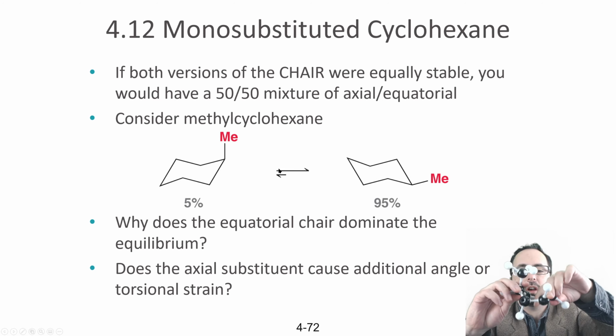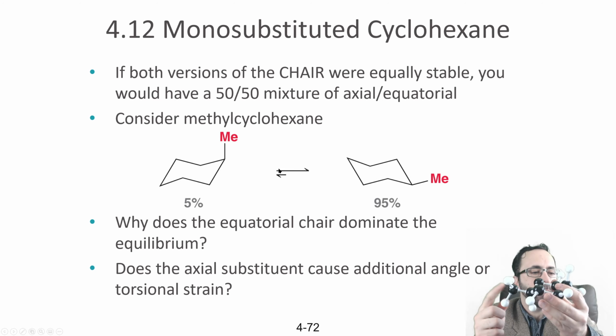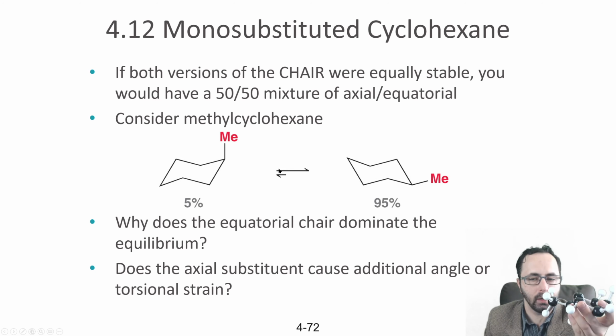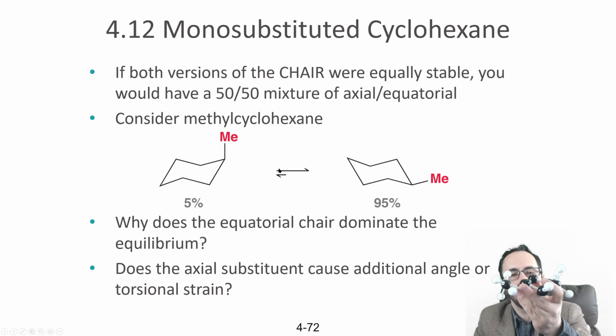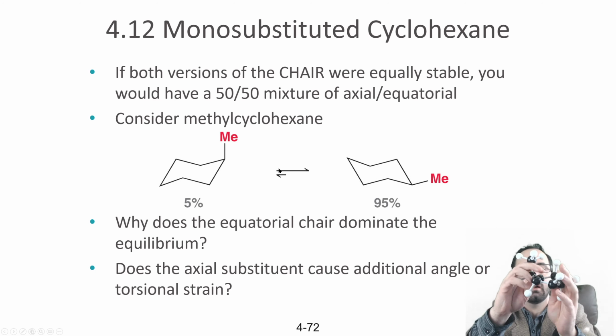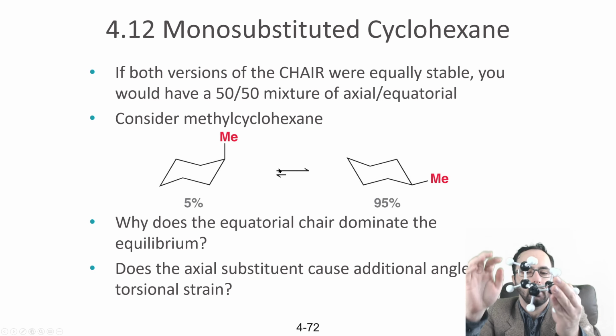Notice what happens if it chair flips, though. Now the methyl group is equatorial. It's sticking way out here. It's not having the same type of interactions with other things. There are hydrogens here that I didn't put, but this is way out here. It's not interacting as much. So the equatorial methyl is much more stable than the axial methyl because it doesn't have those 1,3 diaxial interactions.